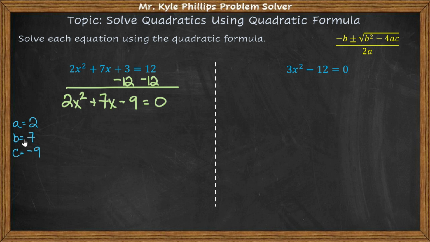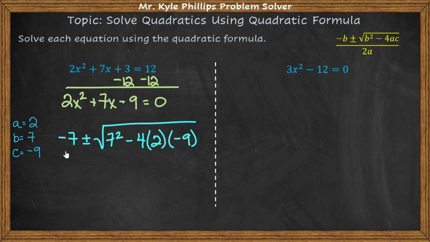So to start, we have negative B. So this is a positive 7. So now we're going to say this is a negative 7 plus or minus the square root. And we have b squared, so we have 7 squared, minus 4 times the value of a is 2, times c is negative 9. This will all be over 2 times the value of a. So here I have 2 times 2.